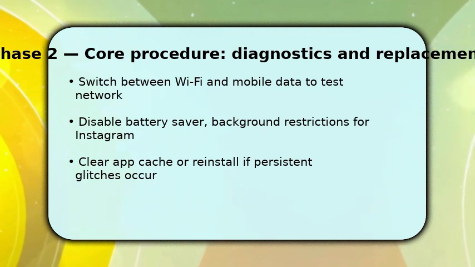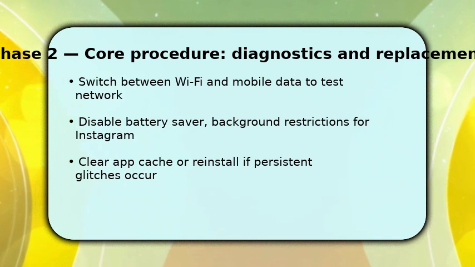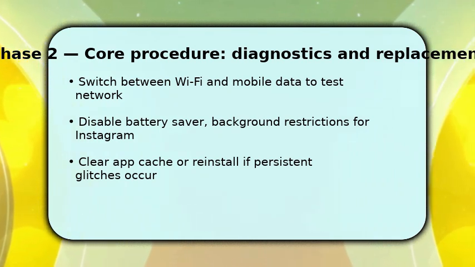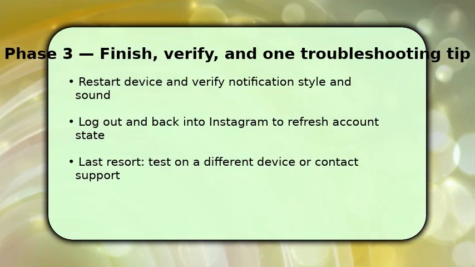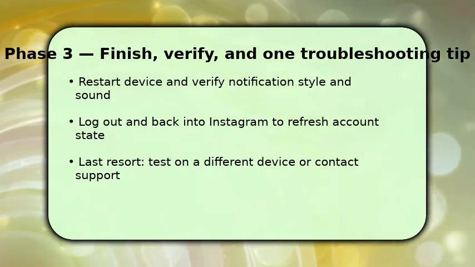Make sure Do Not Disturb is off. If it's on, calls won't alert you even when allowed. These steps handle deeper app or network causes. Finish by restarting your phone to apply permission and network changes. A reboot often completes the fix.